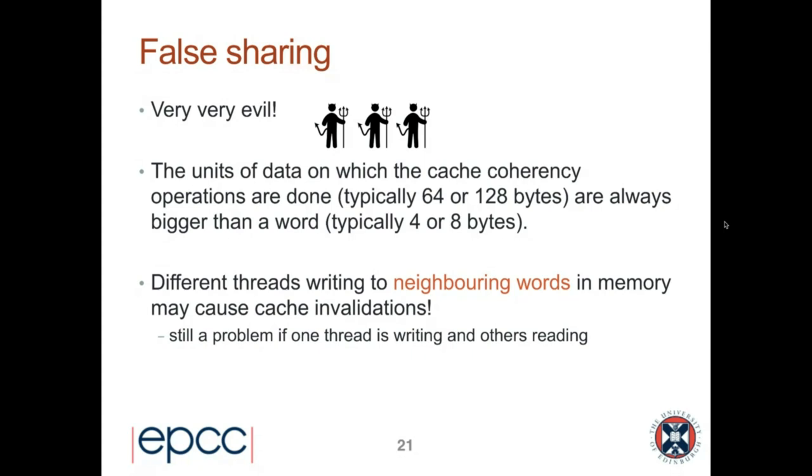be stored in the same cache block, then that can still cause cache invalidations, even though logically there's no communication needed between threads. So, threads are not accessing the same data items, they're not logically sharing any data, but nevertheless, you can still get communication going on in the hardware to try and keep the caches up to date. And it's still a problem, even if we just have one thread writing and others read.